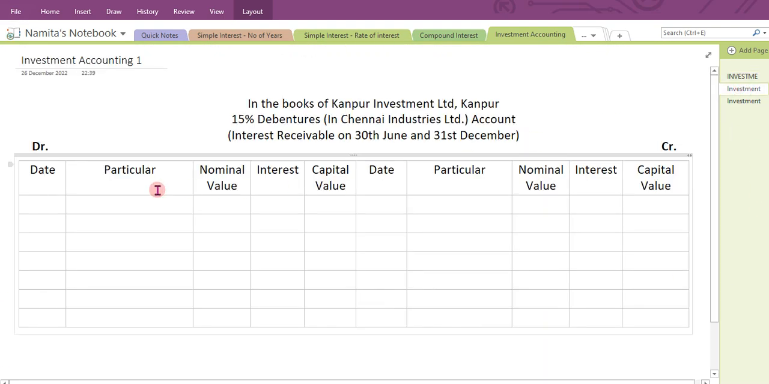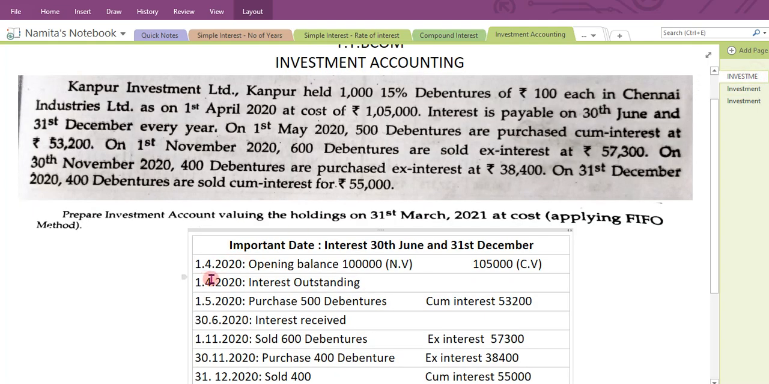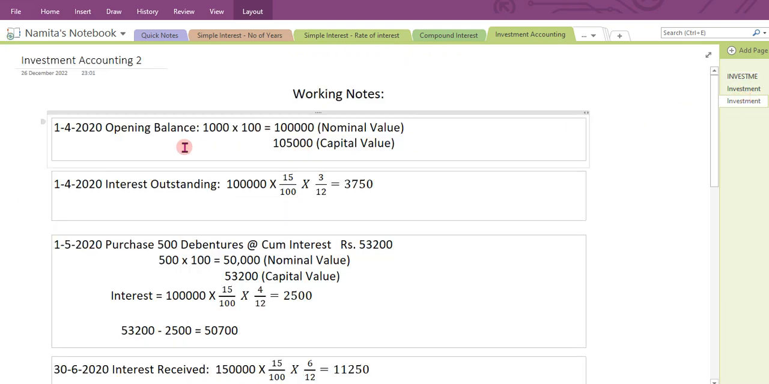Now, on 1st April 2020, there is an opening balance of 1000 debentures of 15%, 100 each. So the nominal value of 1000 debentures will be 1 lakh rupees, and the cost of these debentures is 1 lakh 5,000. In the working note I have shown on 1st April 2020 the opening balance: 1000 debentures multiplied by 100. Always remember the face value will be 100 only. So 1000 multiplied by 100 is 1 lakh rupees, the nominal value, and the capital value is 1 lakh 5,000.